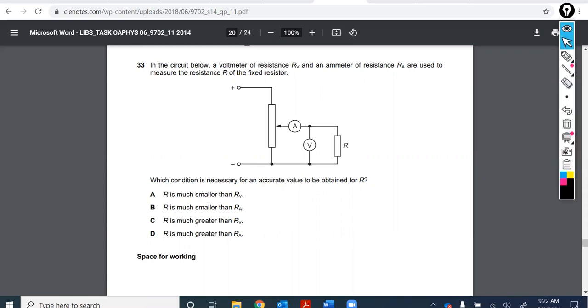So this is a potential divider circuit. We've got a potential difference between this positive and this negative. There is a variable resistor right here, and so we can adjust how much resistance there is at this sliding connector. And then there's an ammeter that's in series right here. There's a voltmeter in parallel to this resistor. We see these nodes here going back to negative.